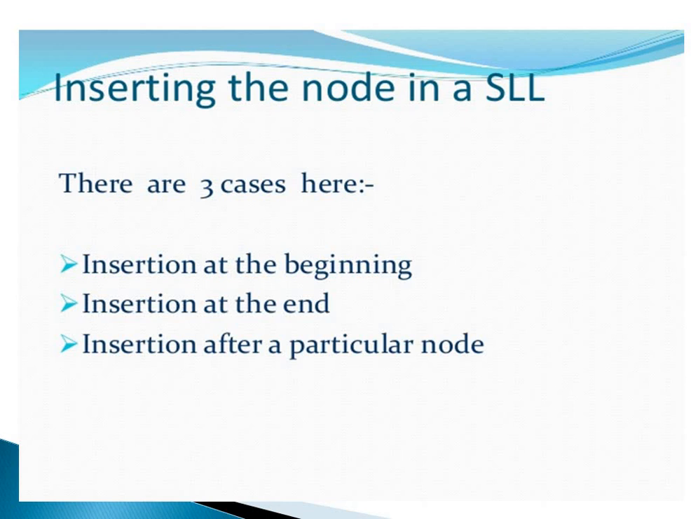Different operations on the single linked list. So the first operation is inserting a node in the single linked list. There are three different cases when you start inserting an element in the linked list: insertion at the beginning, insertion at the end, and insertion after a particular node, as you can see in the diagram.